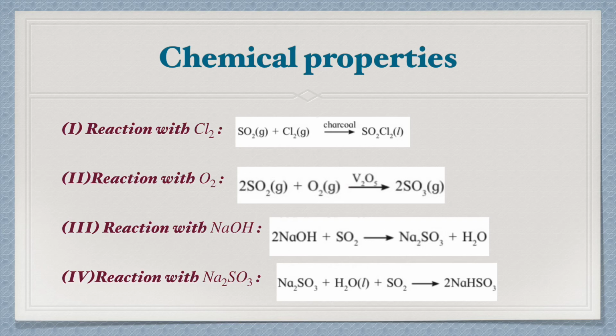Next one, reaction with sodium sulfite. So what is sodium sulfite? Na2SO3. So Na2SO3 reacts with water and sulfur dioxide to give sodium hydrogen sulfite. What is the formula of sodium hydrogen sulfite? It is NaHSO3. Okay, so hopefully it is understood. Only thing is you have to balance all the reactions whatever you are writing over here.